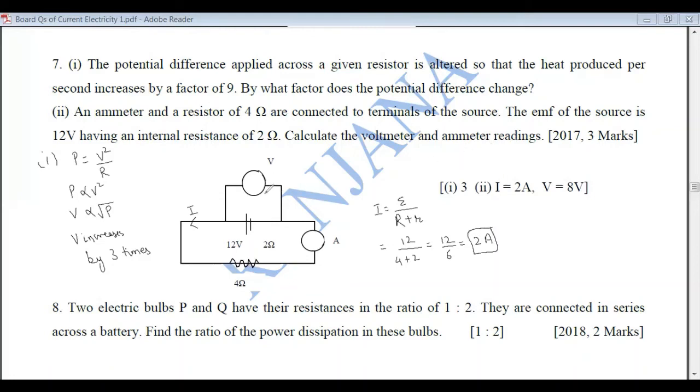Okay, and the voltmeter reading, the potential difference, we know that V is equal to I into R. Okay, here I is 2 amperes and the external resistance is 4 ohms, and hence the potential difference read by the voltmeter will be 8 volts.